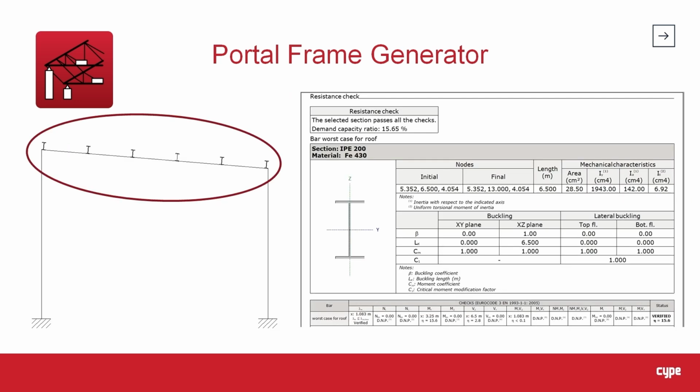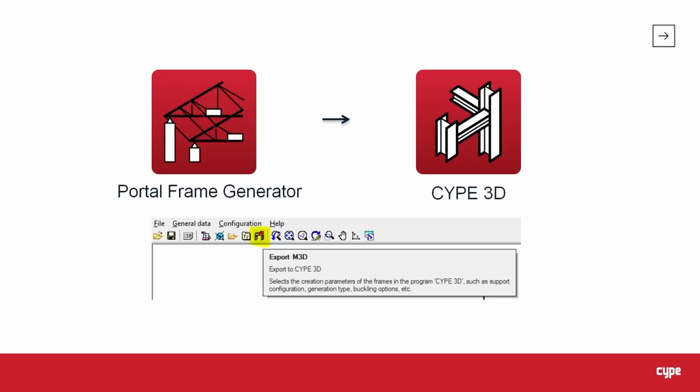Also at Portal Frame Generator, we're going to design and obtain the ULS check report of the roof purlins. At the end, we'll export to CYPE 3D the geometry and the wind and snow load generated.